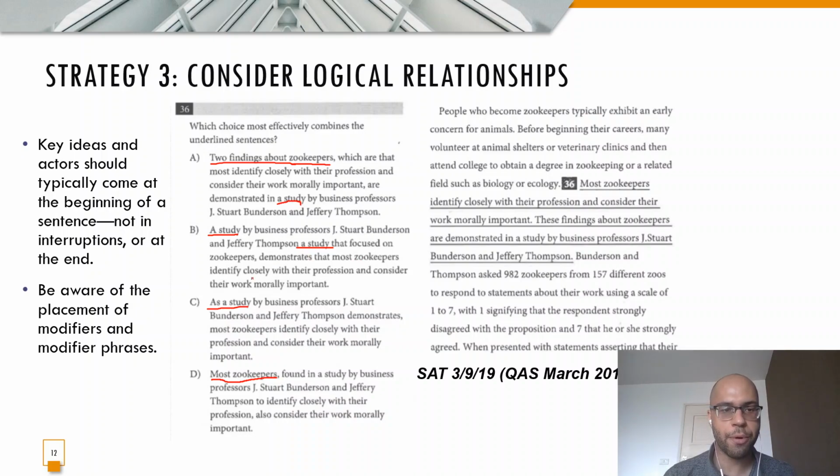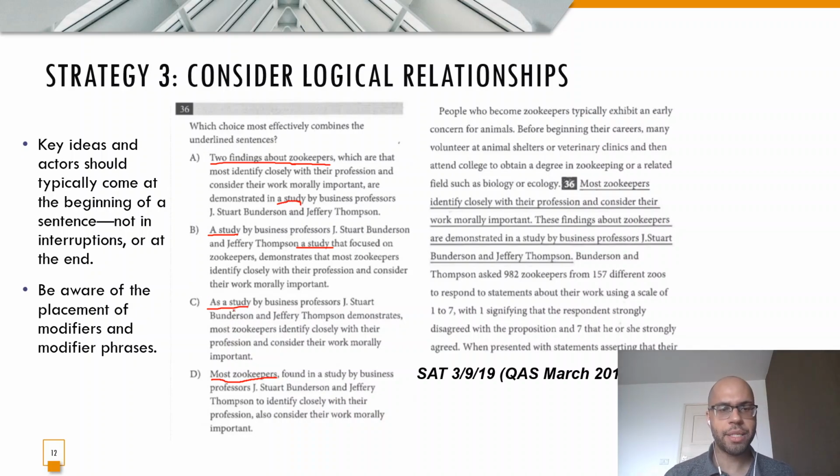Demonstrates that most zookeepers identify closely with their profession and consider their work morally important. Okay, altogether, this looks pretty good, right? I don't think this is horrible. I don't like that a study that focused on, but other than that, maybe.